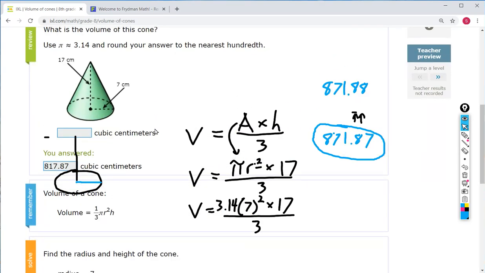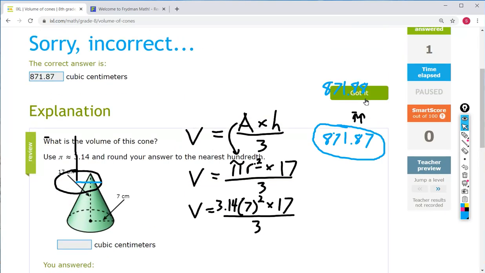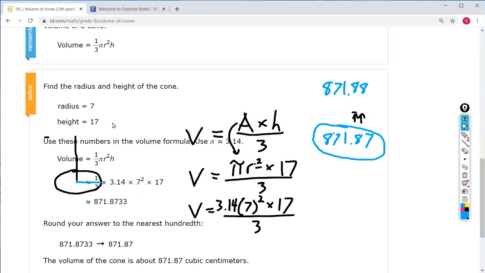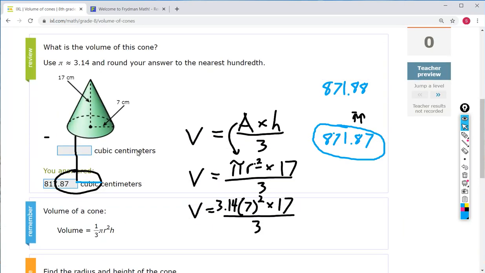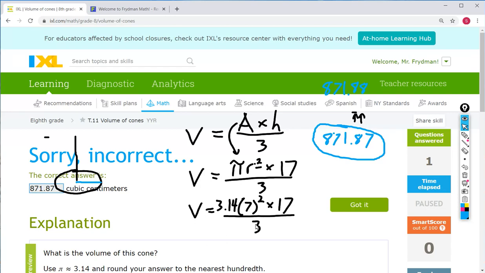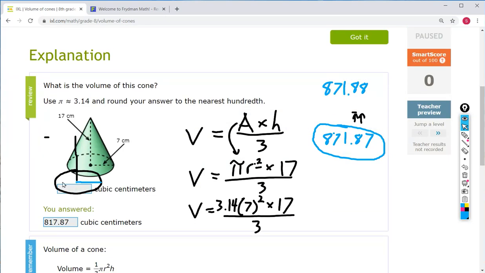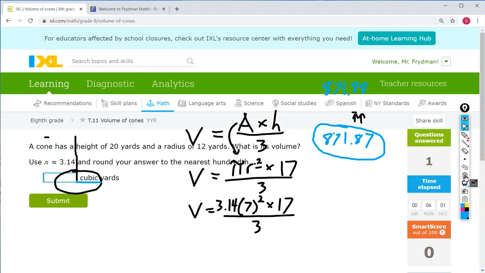So I'll just remind you, since we're here, if you make a mistake on IXL, please scroll down. Don't just hit got it right away. Scroll down and read the explanation that IXL gives you so you can hopefully get the next question right. So I actually did all of the work correctly here. I just accidentally typed in the numbers in the wrong order. So I'm going to move on.